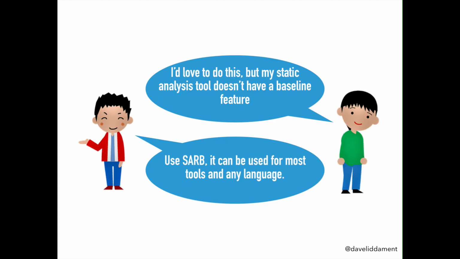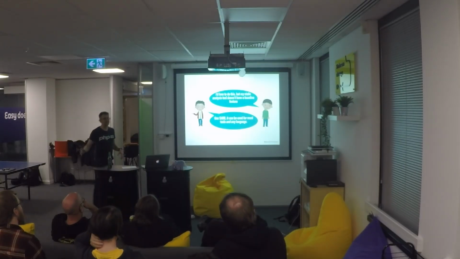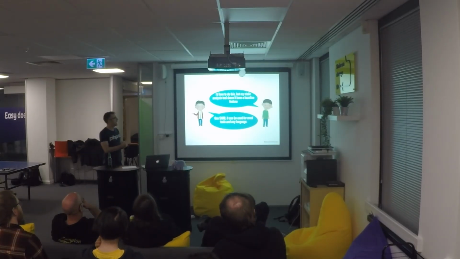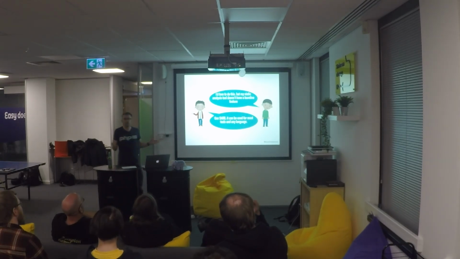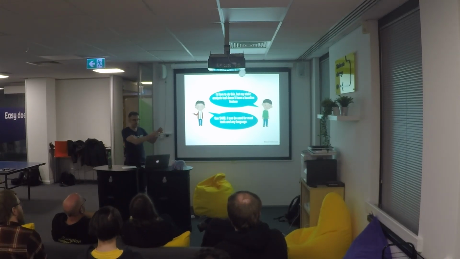And you might say, this sounds amazing, but my static analysis tool is not Psalm, it's not PHPStan, it doesn't have a baseliner. And I've looked at SARB, and SARB does support a list of tools, but my tool isn't one of those. How can we do this? How can we use our static analyzer if it doesn't have a baseliner and SARB doesn't support it?